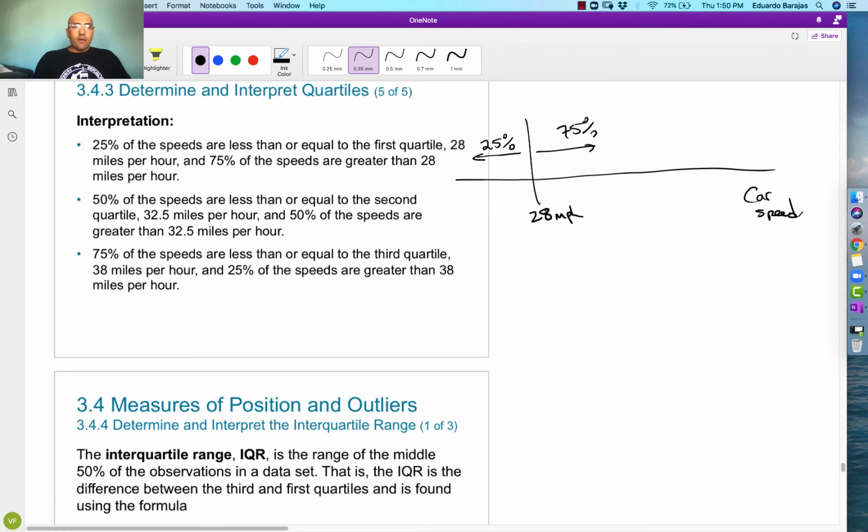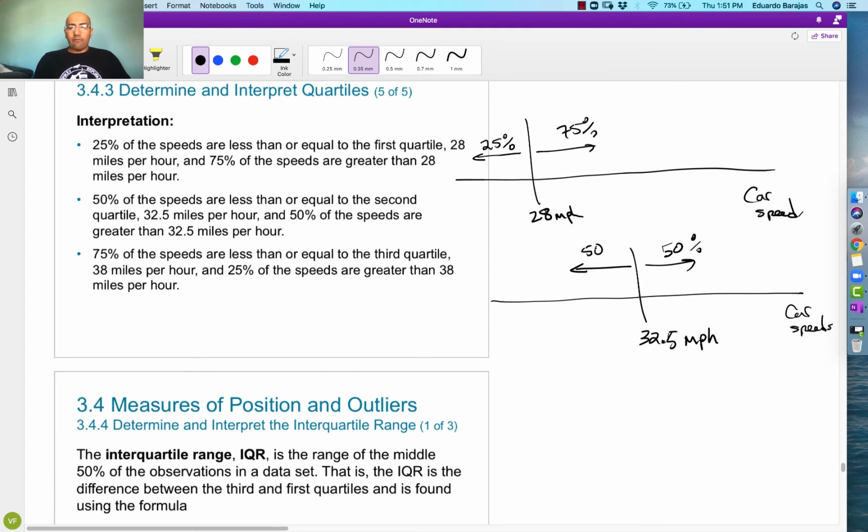Good. For the median, we've worked with that before. It's the same thing. We have recorded car speeds, then approximately 32.5 miles per hour is the median. So about half, about 50% of the scores are above that, and about 50% of the scores are below that.